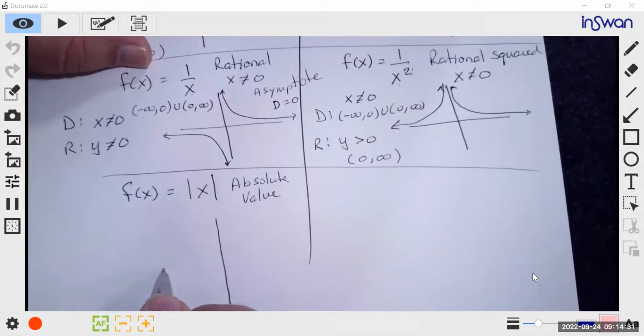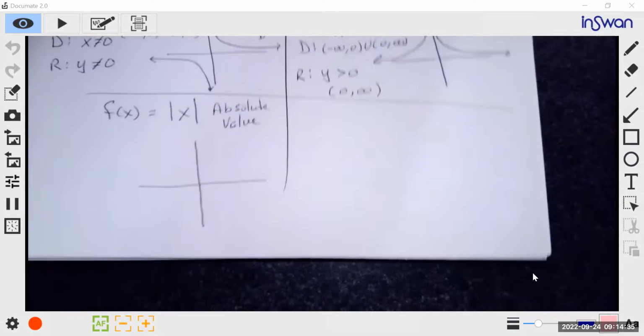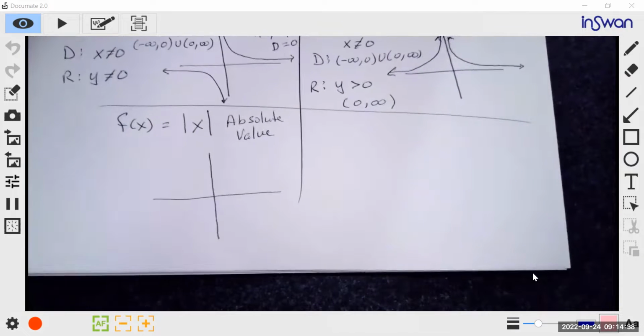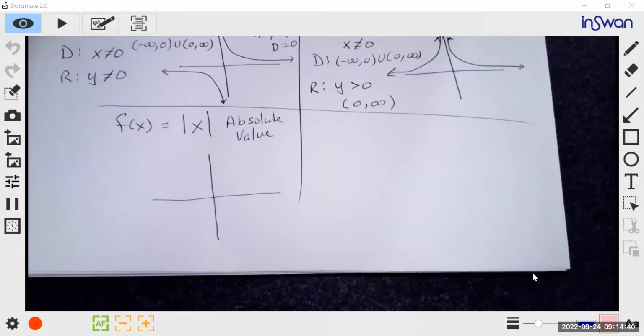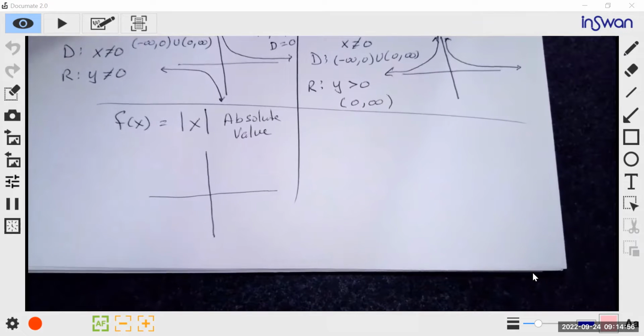So what does the absolute value tell us? The absolute value is always positive. It tells us the distance between two things, between a number and zero. So the absolute value tells us the distance a number is from zero. And that's a positive number because there is no negative or positive distance. It's just a length.